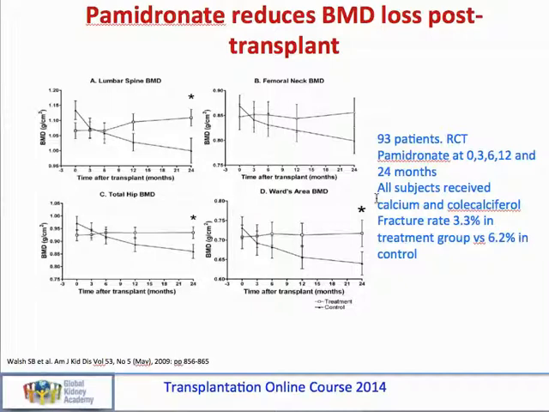And what you found on the whole was that lumbar spine, or the hip, the Ward's area, and even the femoral neck, although it wasn't significant in the femoral neck, the bone mineral density was higher in the arm that got pamidronate. Okay, and the fracture rate appeared to be lower as well. So the fracture rate was lower in the treatment group than in the control group.